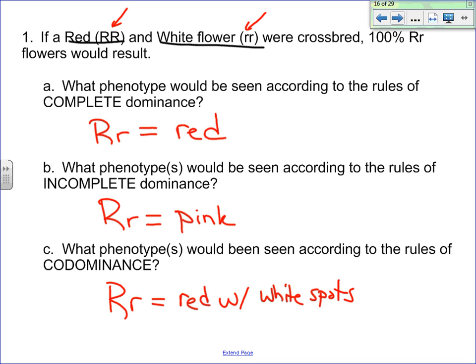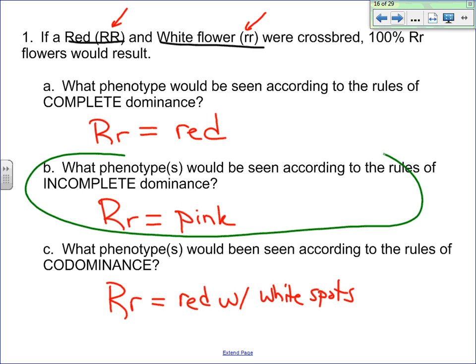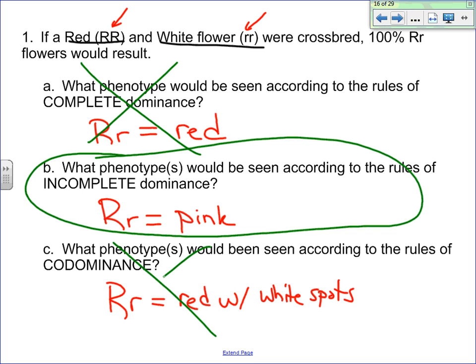All right, now one last thing for clarity, too. Remember that all traits only work in one of these ways. It actually happens that most flowers follow incomplete dominance. So for most flowers, they don't follow the rules of complete dominance, and they don't follow the rules of codominance. They actually follow the rules of incomplete dominance. And that's why, for example, roses or tulips, you can see lots of different colors.